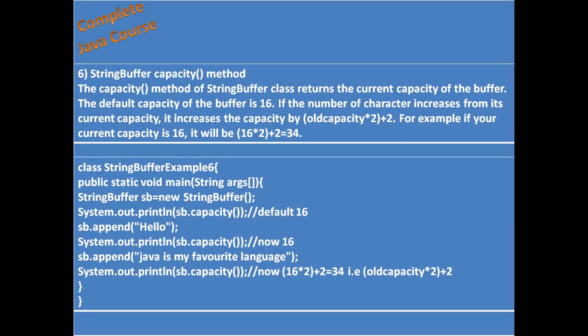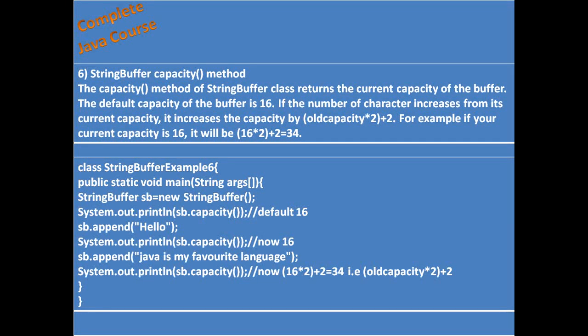But if you try to add more than 16 characters, the capacity will be increased. Now if you print the capacity, it will show 34 because it has changed. Whatever the current capacity, it multiplies by 2, then adds 2. That will be the next capacity for the StringBuffer.